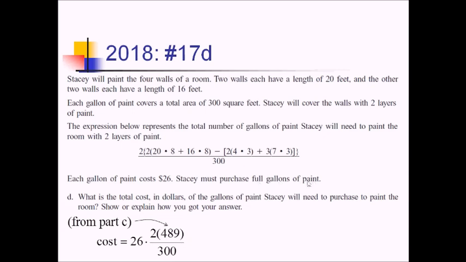We have to get full gallons of paint. So that means we need to tweak this a little bit so that we end up with a nice whole number, the smallest whole number possible out of this. So how are we going to do that?